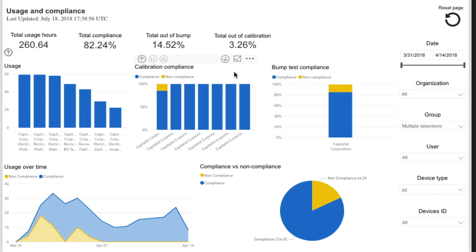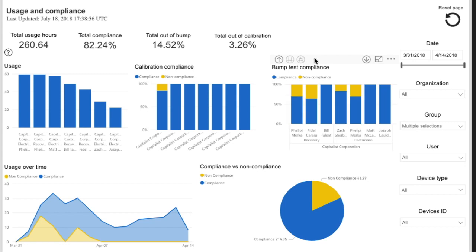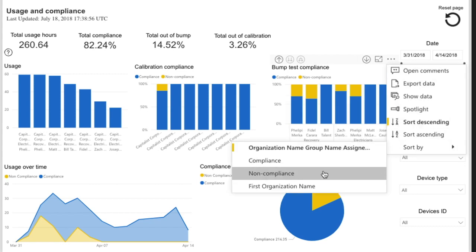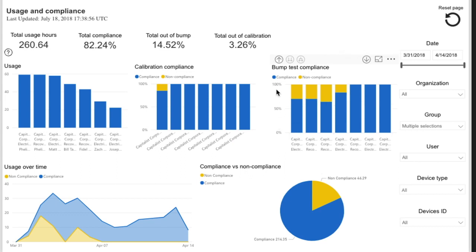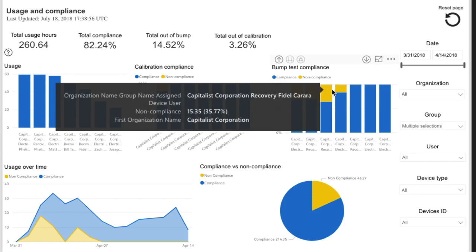This report reveals the percentage of compliance across the organization or within a group in order to find gaps in training. The information from this report can be used in combination with the bump test and calibration report to troubleshoot the cause of test failures and non-compliance.